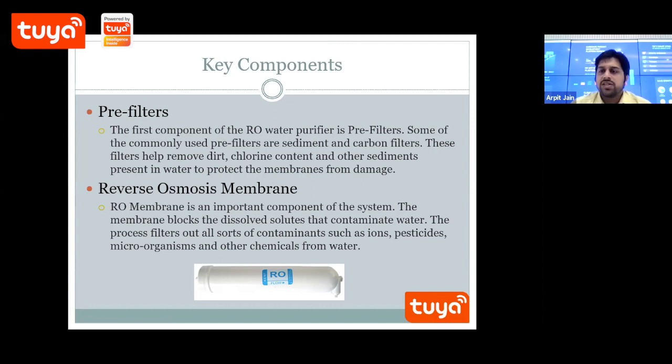The second stage of this purification method is the reverse osmosis membrane. This one is the most important component of the system. Basically, this membrane blocks the dissolved solutes that contaminate water. The process filters out all sorts of contamination such as ions, pesticides, microorganisms, and other chemicals from water.